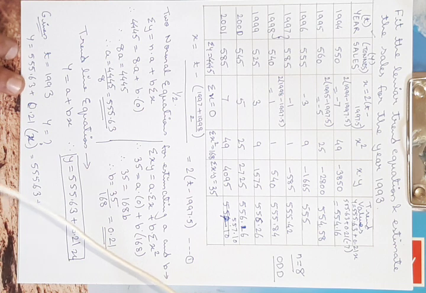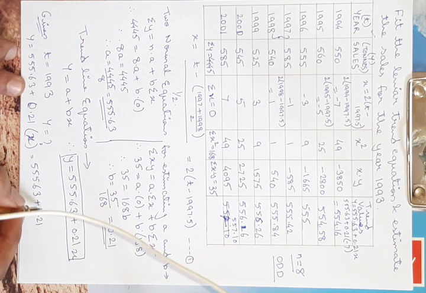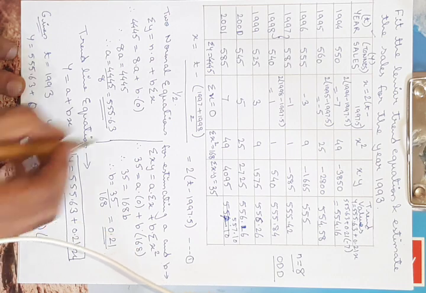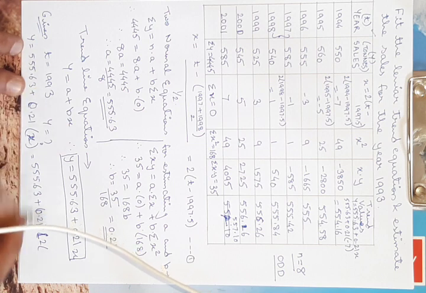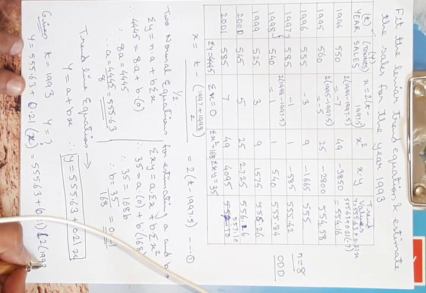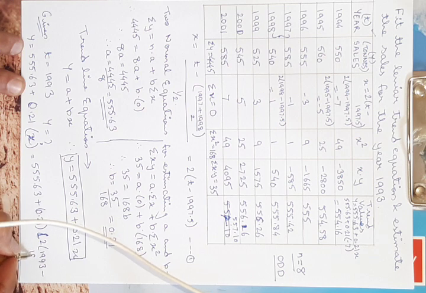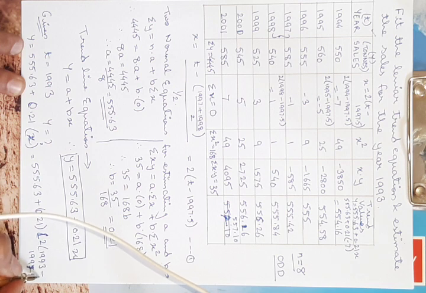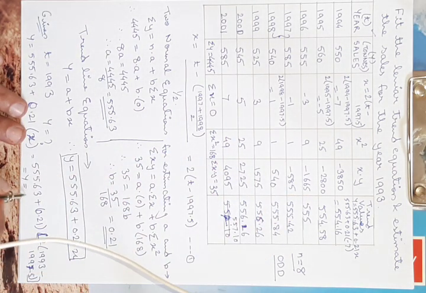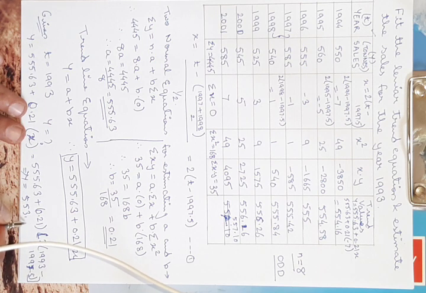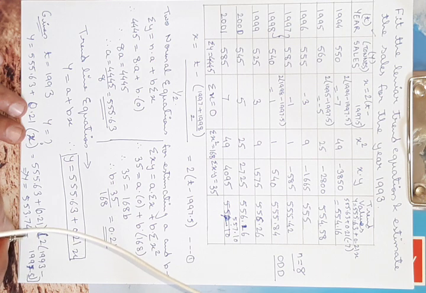So y is equal to 555.63 plus 0.21, this I'm going to put in one bracket, into x. The value of x is 2 into bracket T. What is T? That is 1993 minus 1997.5, whole bracket complete. Therefore, the value of y which we are going to get for the year 1993 is 553.74 tons.